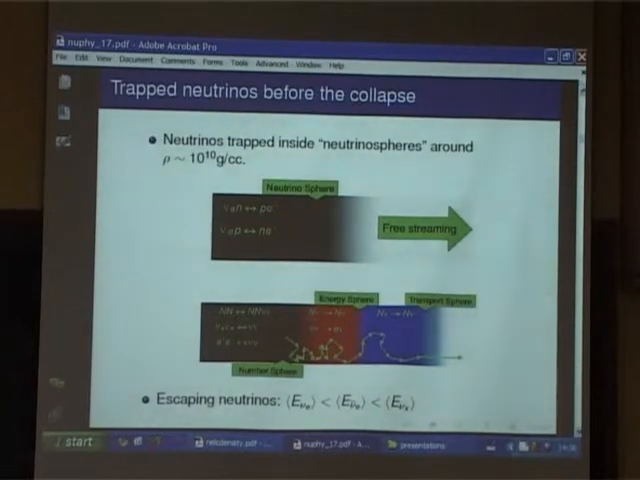NN going to NN nu nu bar. That's called nuclear bremsstrahlung. Which means you have nuclear pair production. Nucleons hit nucleons and some of the energy goes into producing neutrinos. Because there are lots of heavy nuclei at very high energies, very high temperature and pressure. So lots of collisions and you produce these neutrino pairs. So the main production is through these nucleon processes.